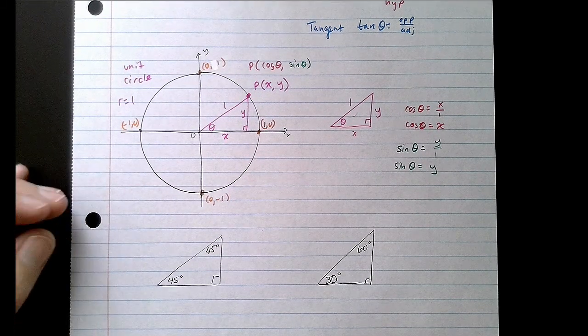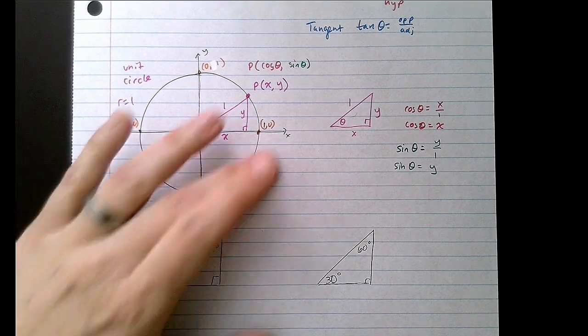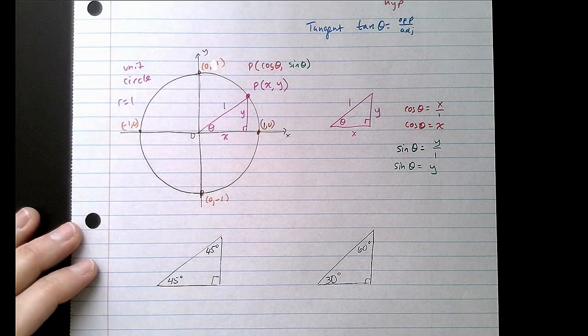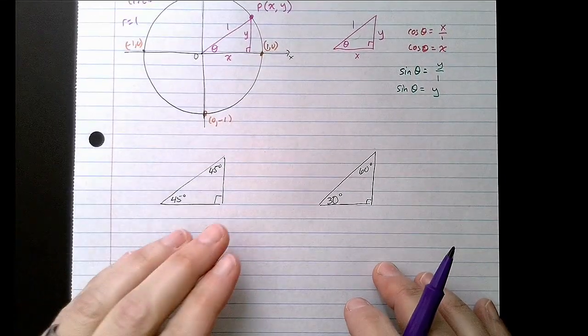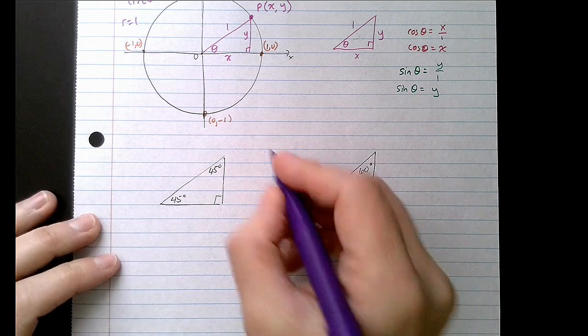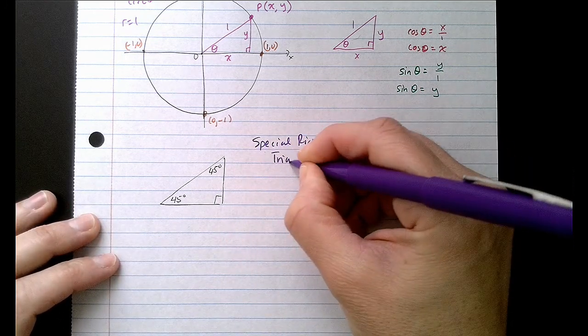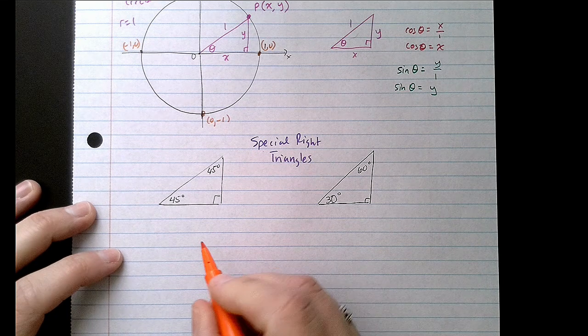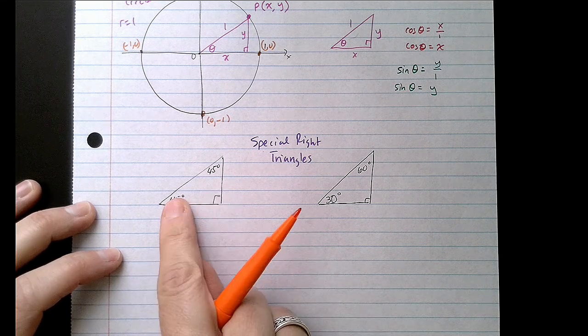There's one more piece of information we must revisit before we can actually start building our next layer of our unit circle, and that is these special right triangles. You may remember these. This is a 45, 45, 90.